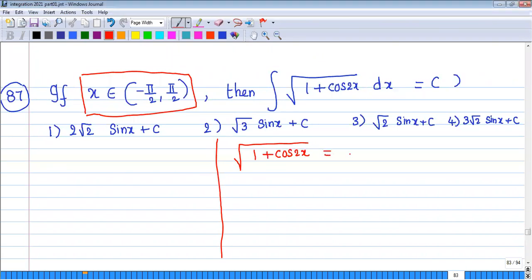So this is root of 2 cos square x. The square root of 2 cos square x is root 2 mod cos x. So we should know the definition of mod cos x with the help of this property.